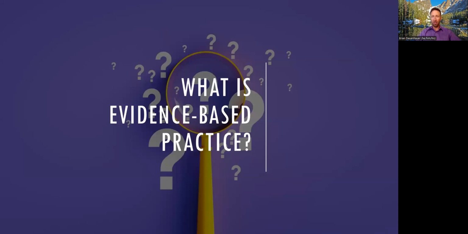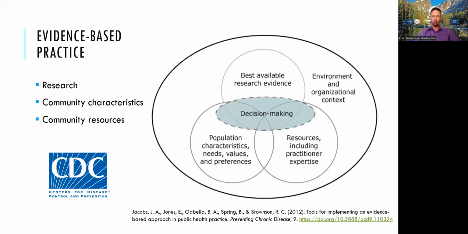The first thing we'll begin with is defining evidence-based practice. So the graphic that I'm sharing with you on the screen has been adopted by the CDC, by Jacobs and colleagues, published in 2012. I like this definition of evidence-based practice because it acknowledges more than just the research that we currently have. So if we look here at this top circle, we see that evidence-based practice is primarily determined by the best research evidence that we have.